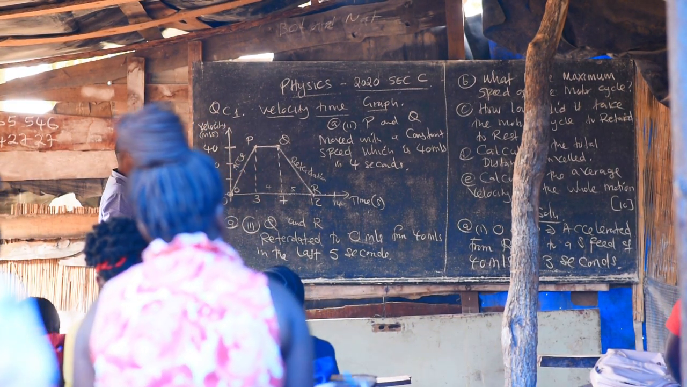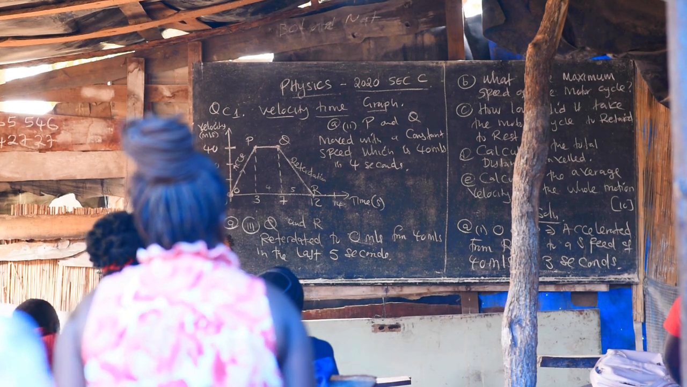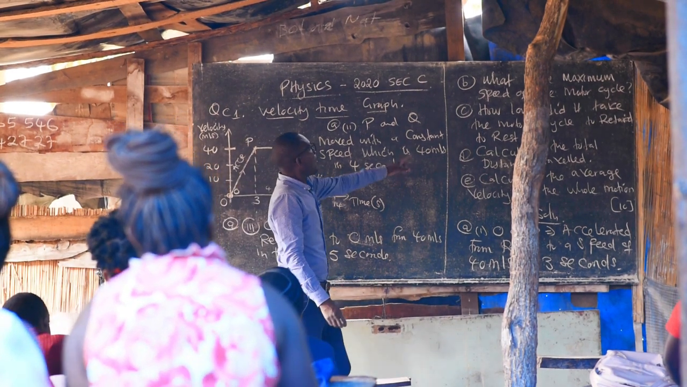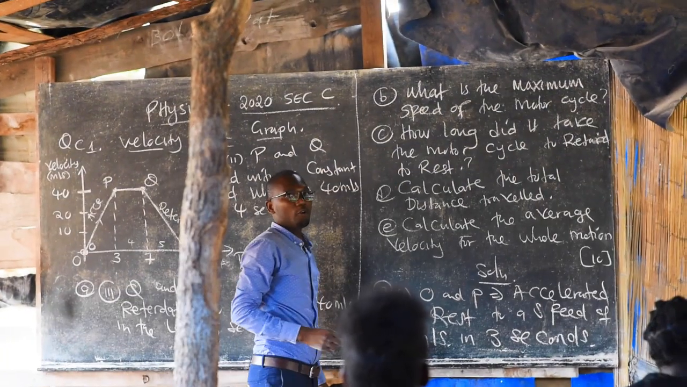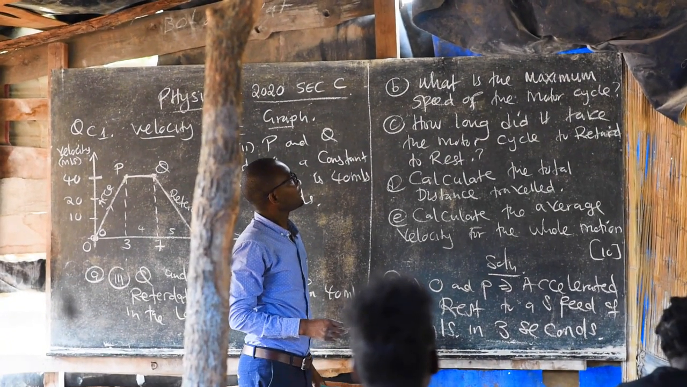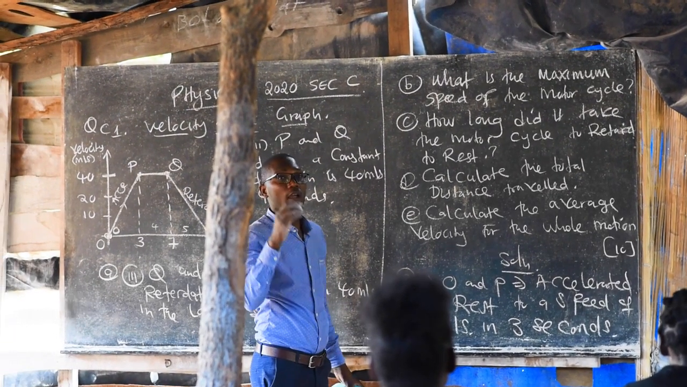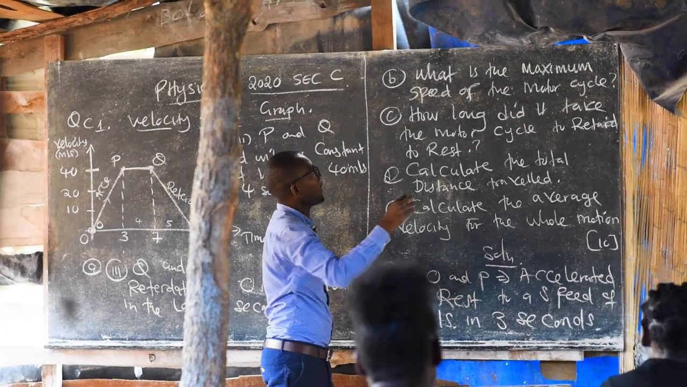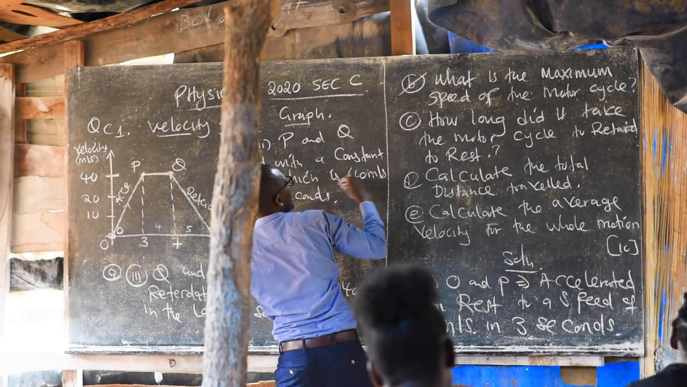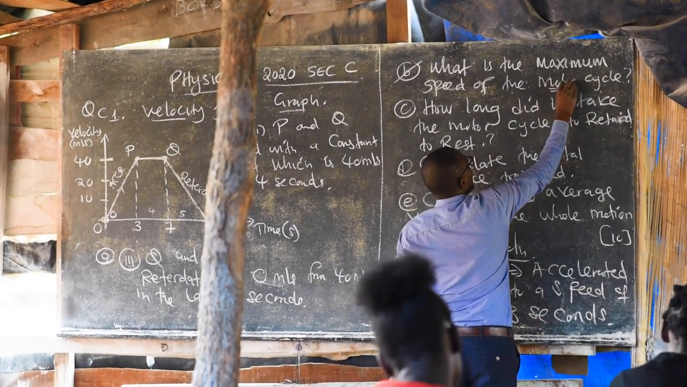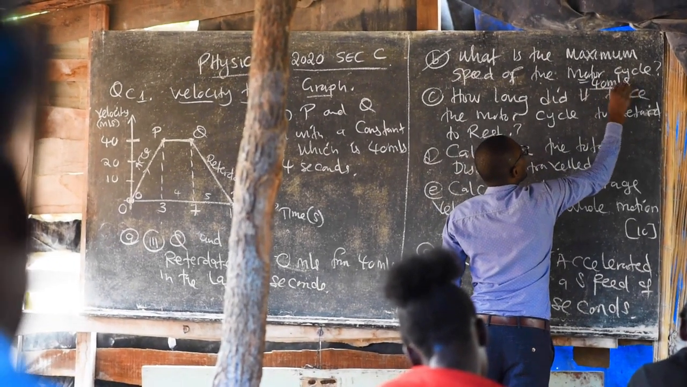That's the first question, A. Question B: What is the maximum speed of the motorcycle? We continue. We are saying, what is the maximum speed of the motorcycle? Maximum speed here is 40 meters per second. So for the answer, 40 meters per second.